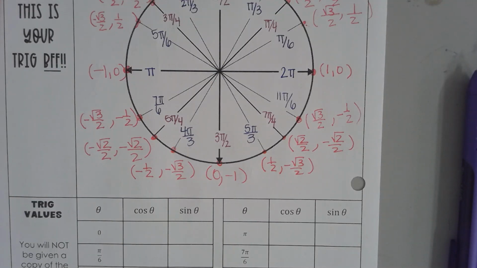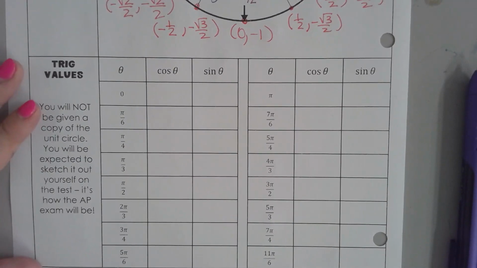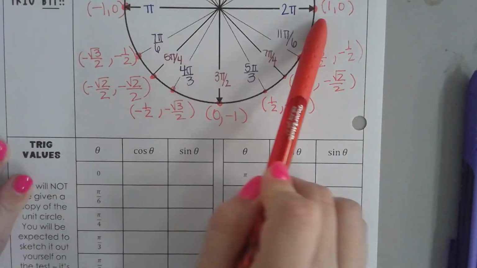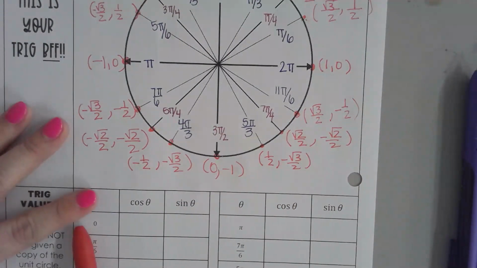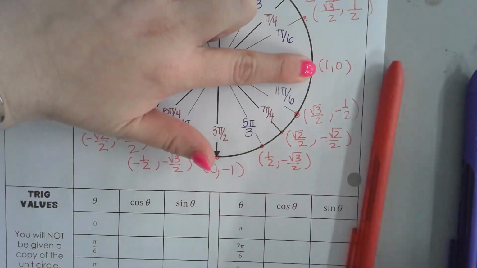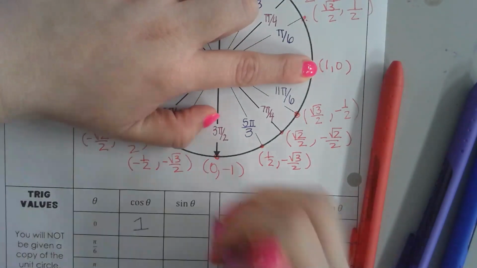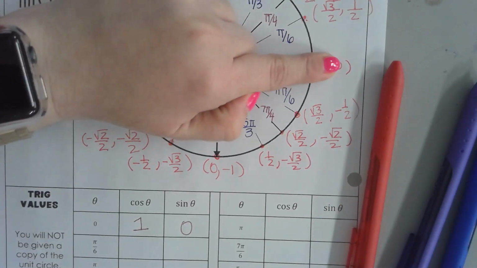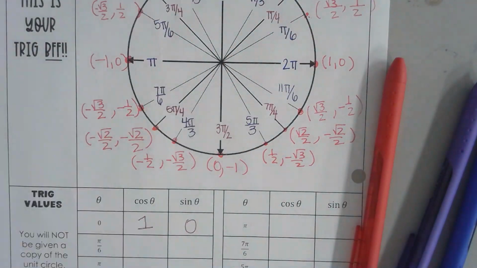Okay. So from this, we can get all of these trig values. So if it's giving you an angle of 0, remember, that's the same as 2 pi. 0 and 2 pi are right here. So if it's asking you for the cosine of 0, that's 1. The sine of 0 is 0. So cosine is your x, sine is your y. The angle measure just tells you where to look on your unit circle.